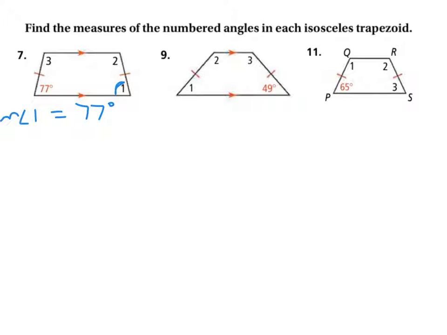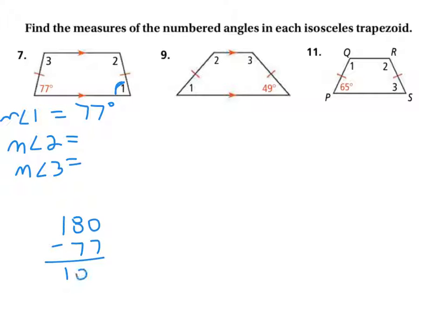Well, we know that these two angles here, because the lines are parallel and this is being cut by a transversal, are same side interior angles, and these same side interior angles are supplementary. So we've got the measure of angle 2 and the measure of angle 3. And we know that the measure of angle 3 is going to be 180 minus 77, which is 130 degrees. So that's 130 degrees, and so is that.